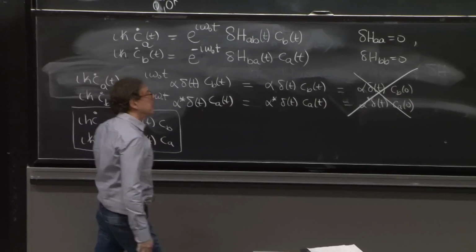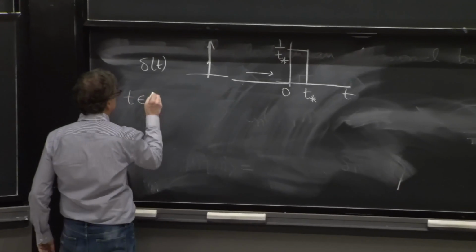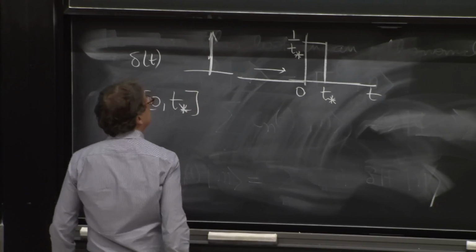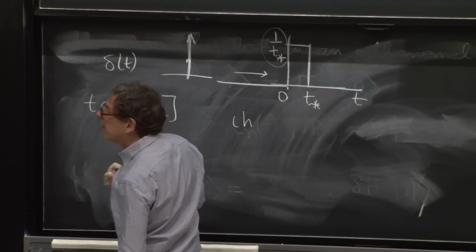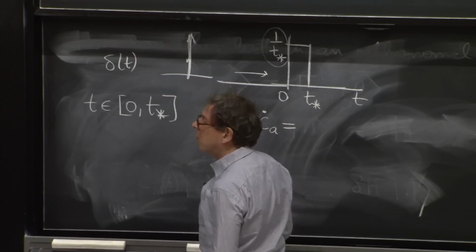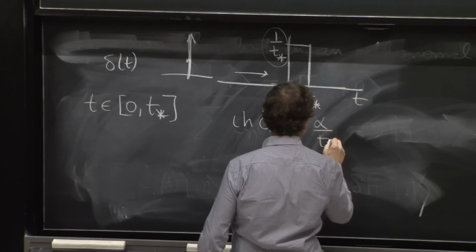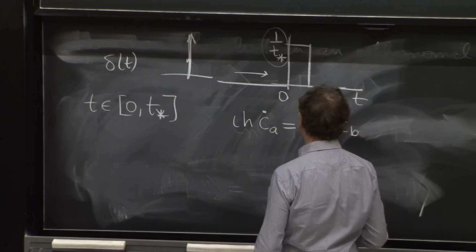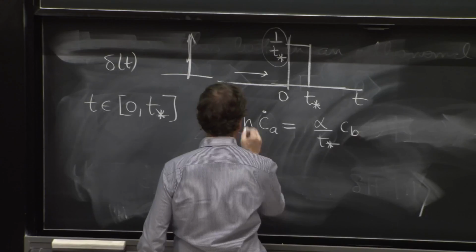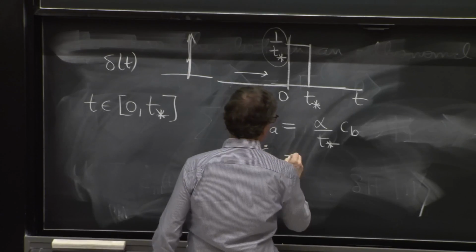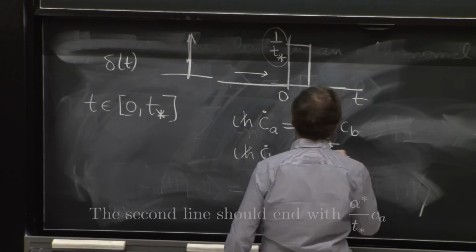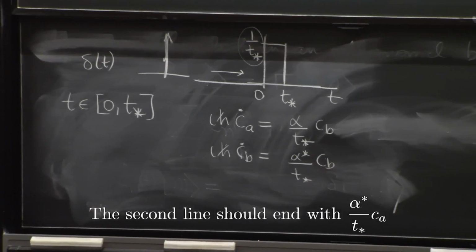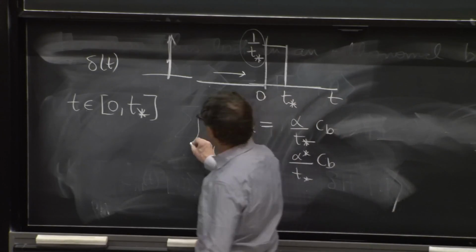And we're going to think of this system as exactly doing that. In between, for t in the interval 0 to t star, the delta function is going to be replaced by this constant function. So we'll have i h bar Ca dot is equal to alpha over t star Cb, and i h bar Cb dot is equal to alpha star over t star. Now the star doesn't mean complex conjugation for t, it's just a number. I could have called it t naught or something like that. And this is true for this time interval.